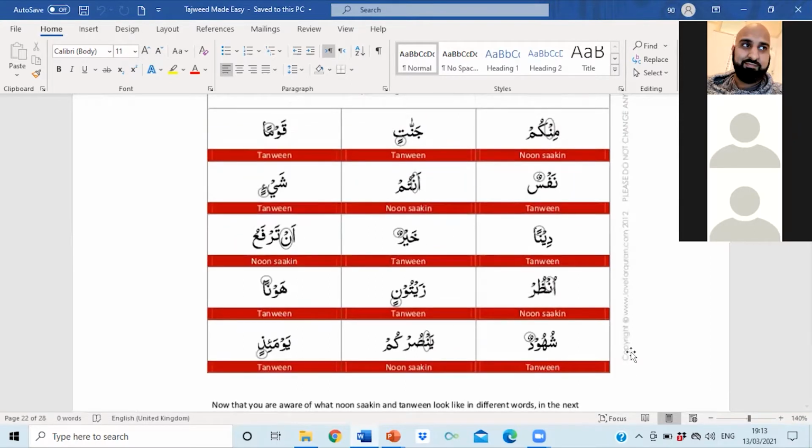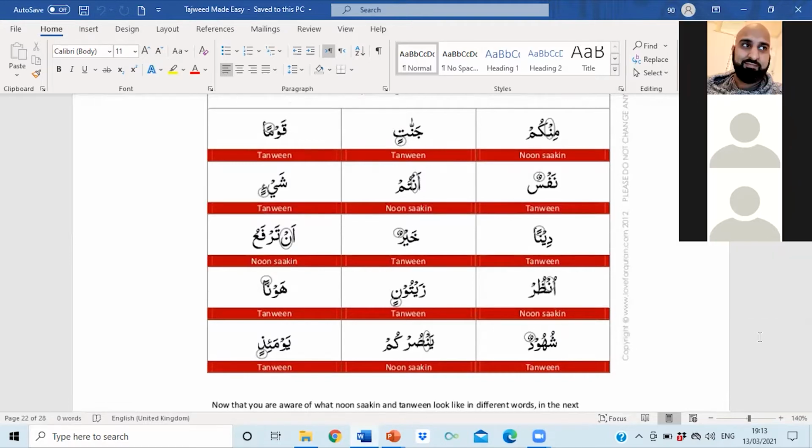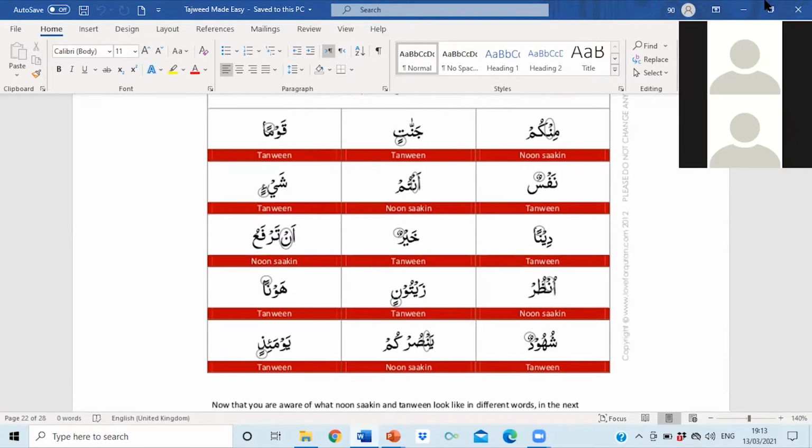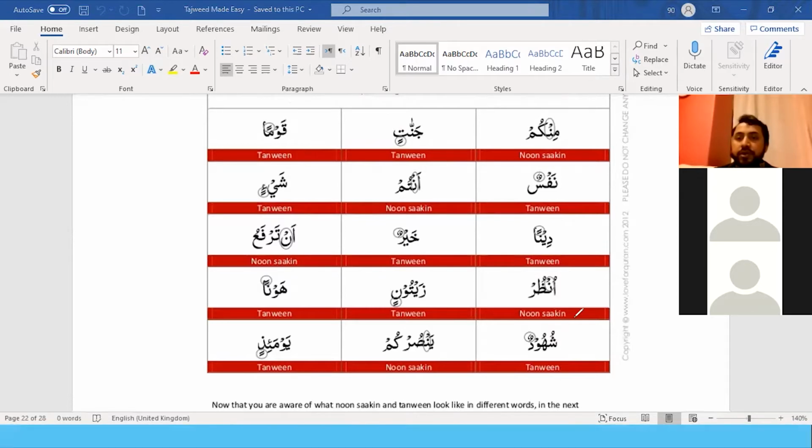Fantastic. So let's quickly run through this exercise, inshallah, and then we'll take it from there. Right, okay, Salim, do you want to recite this one for me, please? Sorry, are we on page 20? Yes.